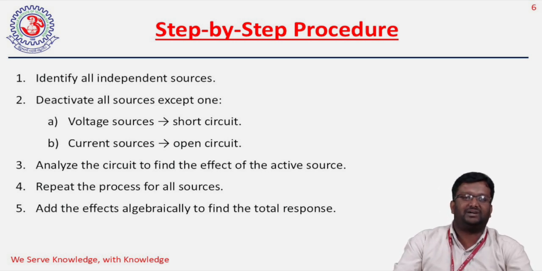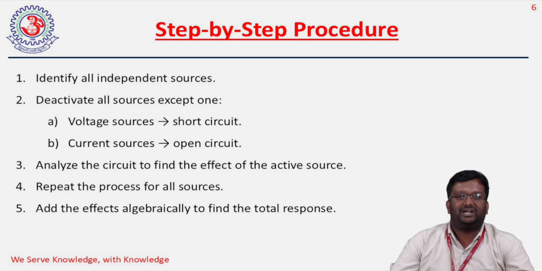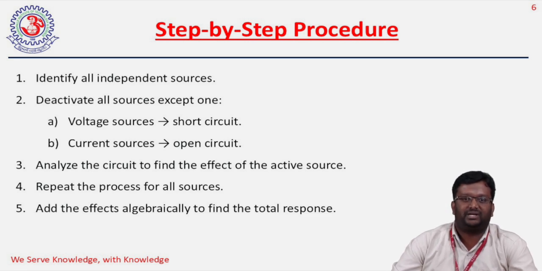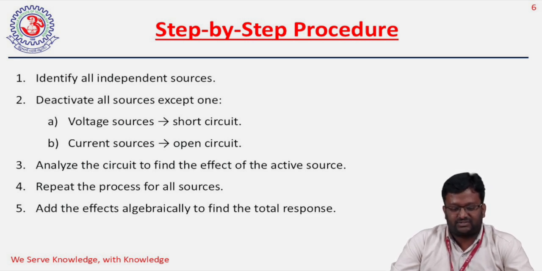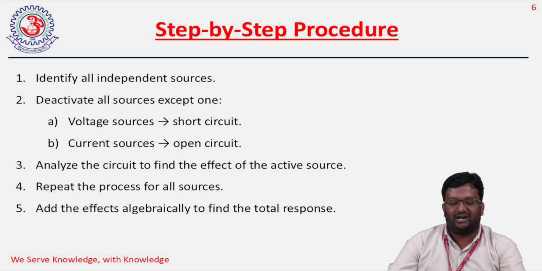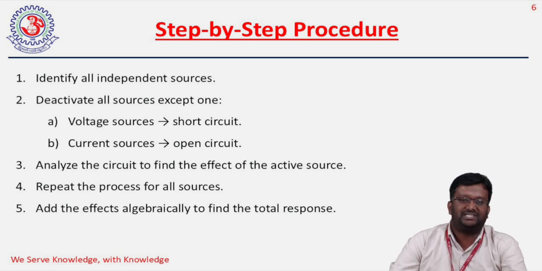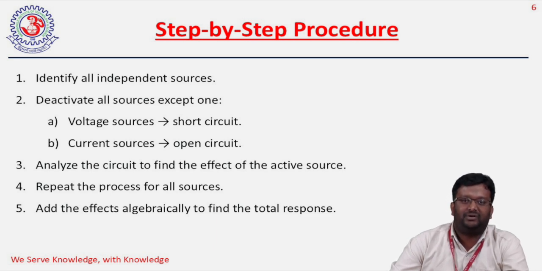If we find the contribution of individual sources, we can find the resultant current flowing through the particular element that we are going to analyze. Next, this process should be repeated for all sources and the effects added algebraically to find the total response of that current. This will be the step-by-step procedure to be followed to apply the superposition theorem in complex DC network circuit analysis.